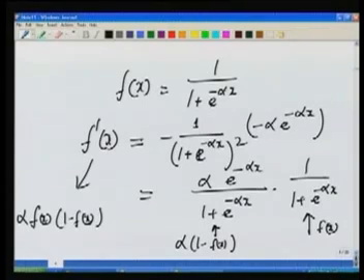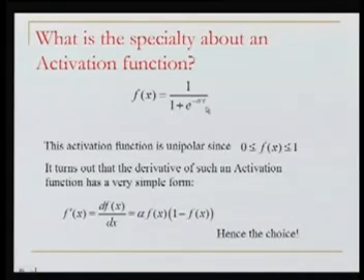So, although it is a nonlinear function, its computation is very simple because it is in terms of f(x). That is the speciality of this activation function. We derived this for f(x) equal to 1 upon 1 plus e to the power minus alpha x, which we normally call a sigmoid function. For this sigmoid function, we showed that f'(x) is alpha f(x) into 1 minus f(x). Because of this simple computation, this is one of the reasons for choosing this activation function.